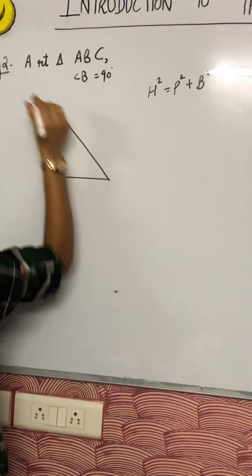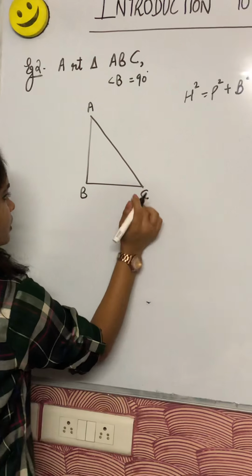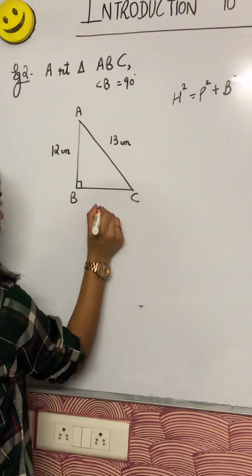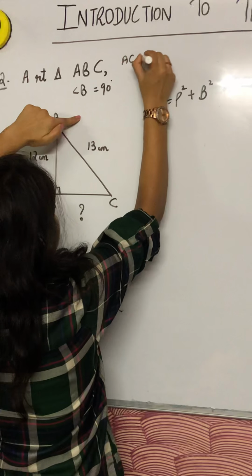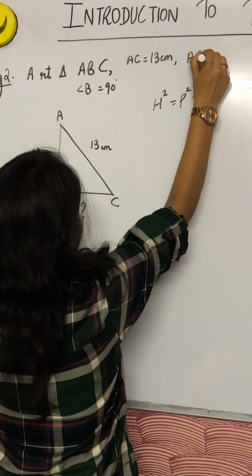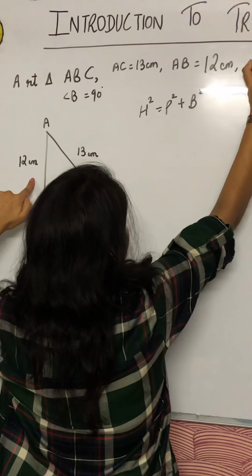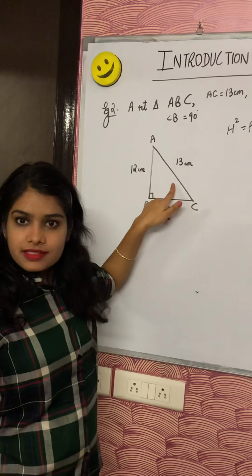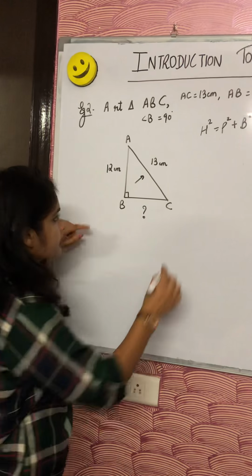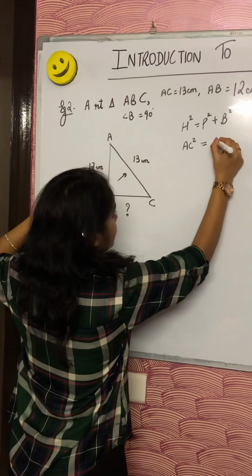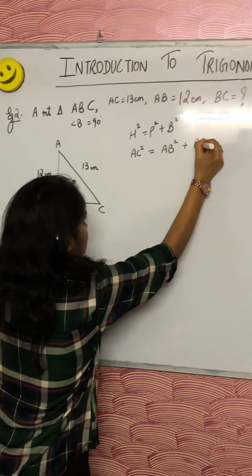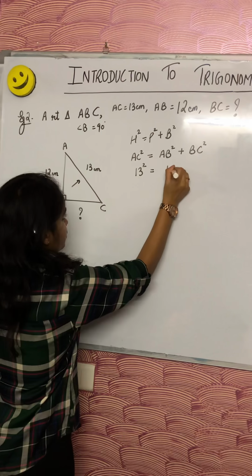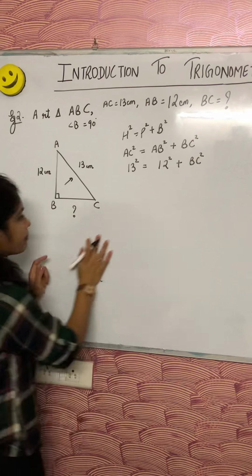Example 2. Suppose this is 13 and this is 12. So I can say AC is 13, AB is 12, and they are asking for BC. So what is given this time? Opposite the 90, which is the hypotenuse. Correct. So hypotenuse is AC, perpendicular is AB, base is BC. Now I put the values: AC is given as 13, AB is given as 12, and they are asking for the base this time.